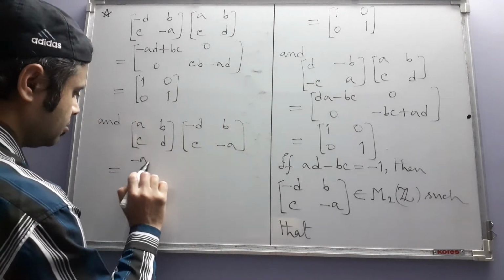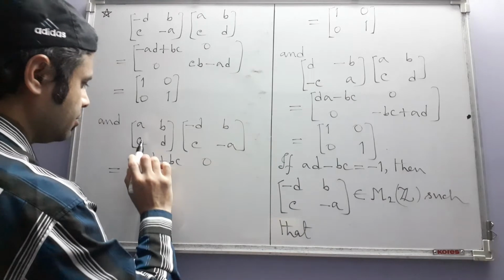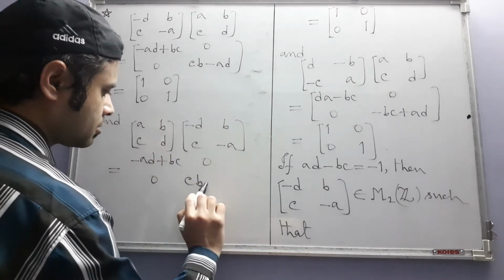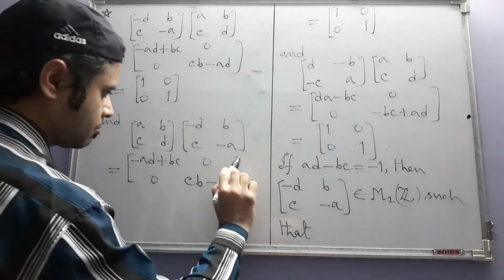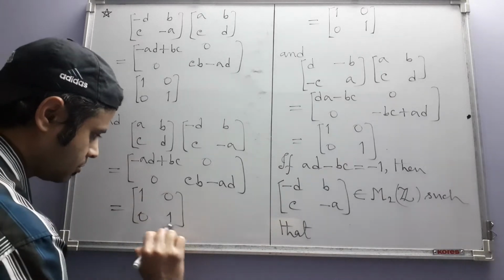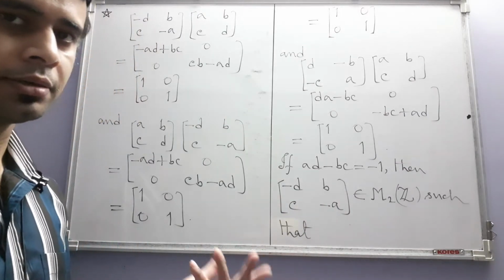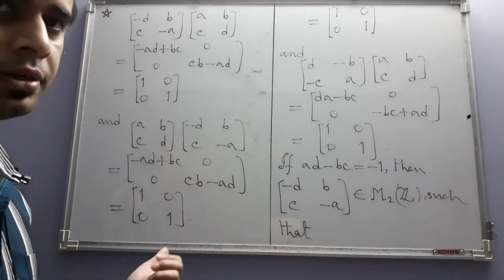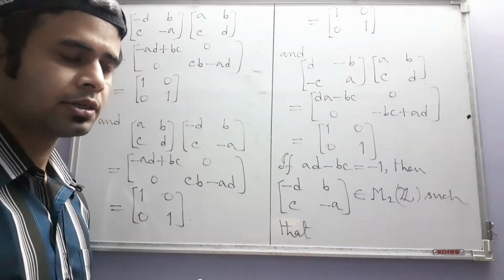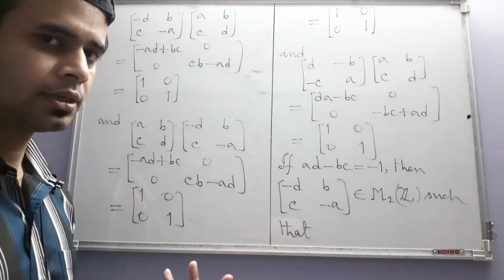Minus AD plus BC, again AB minus BA is 0, minus CD plus DC is 0, CB minus AD. So when the determinant is minus 1, this matrix instead plays the role of the multiplicative inverse of our original matrix A, B, C, D. So that means if we consider an integer 2 by 2 matrix whose determinant is either 1 or minus 1, then it has a multiplicative inverse in the ring.